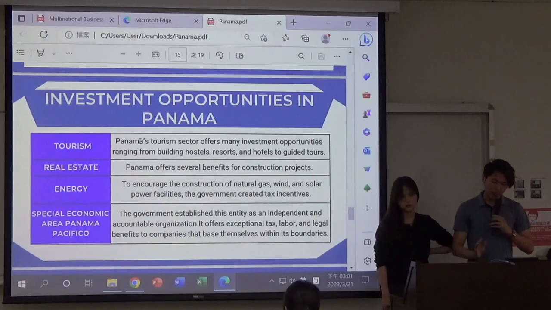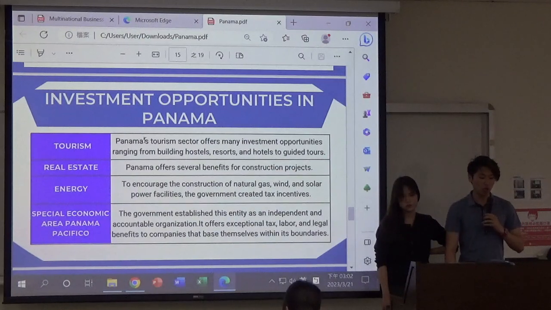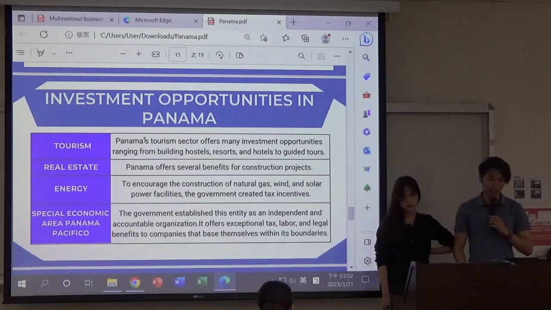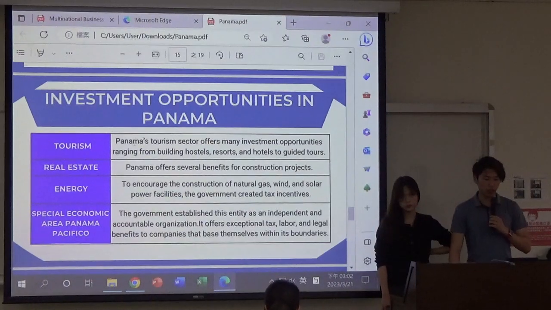phase. But the special economic areas are the unique zones where many of the Fortune 500 companies have established themselves in Panama to deliver on an exceptional area of doing business.